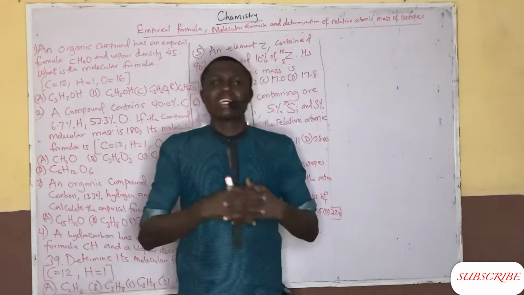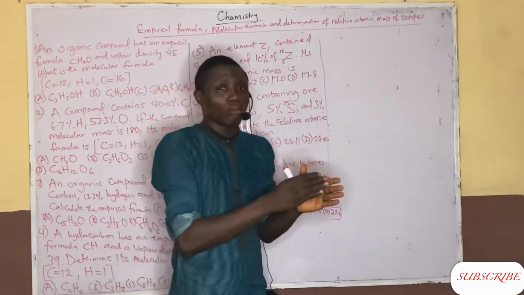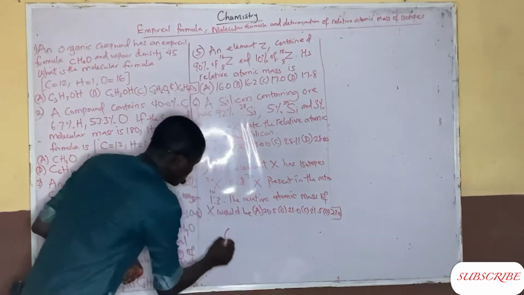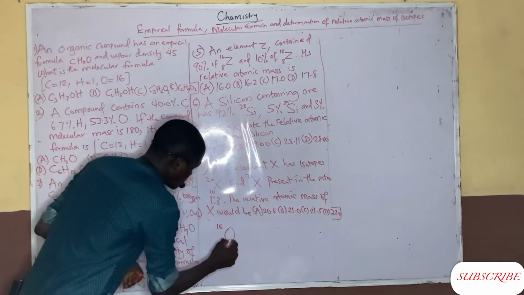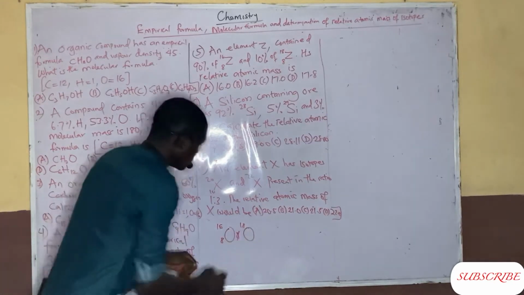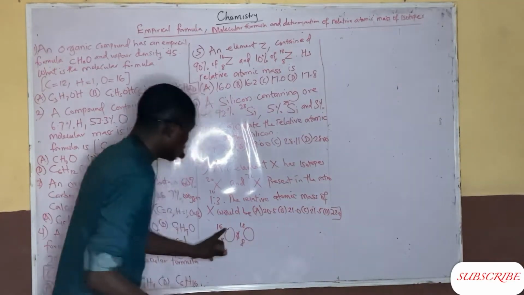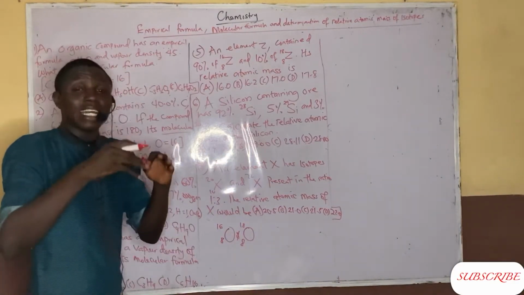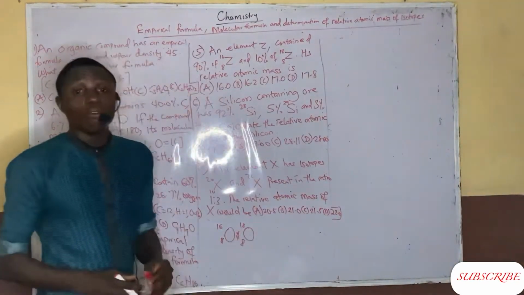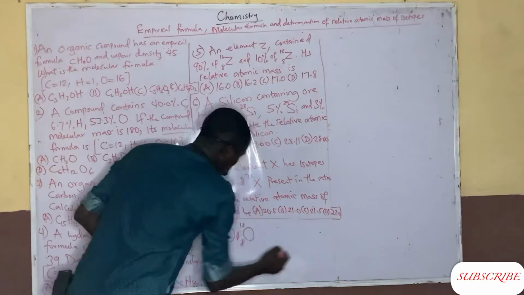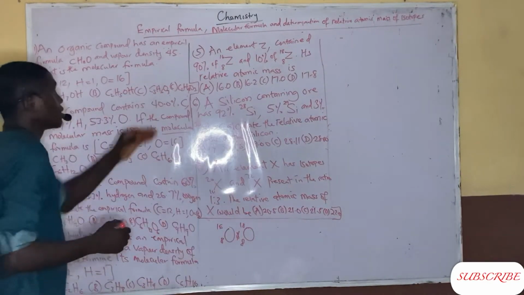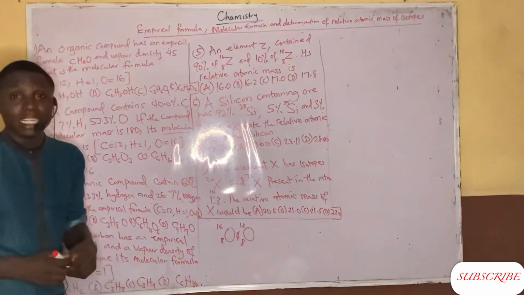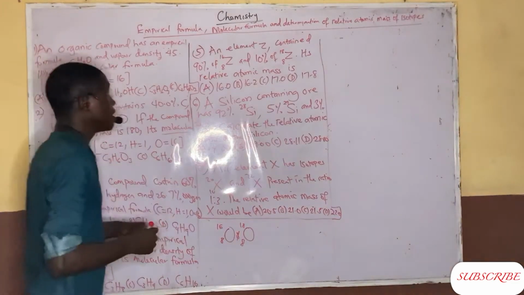Now, the definition of relative atomic mass has to do with isotopes. Isotopes are elements which have the same atomic number, but different mass number, like in oxygen. We have oxygen 16 and oxygen 18. So these are called isotopes. They have the same atomic number, but different mass number. So we are going to determine the relative atomic mass of these isotopes. And today we are going to be considering these 12 questions to solve this concept of empirical formula, molecular formula, and the relative atomic mass of given isotopes.